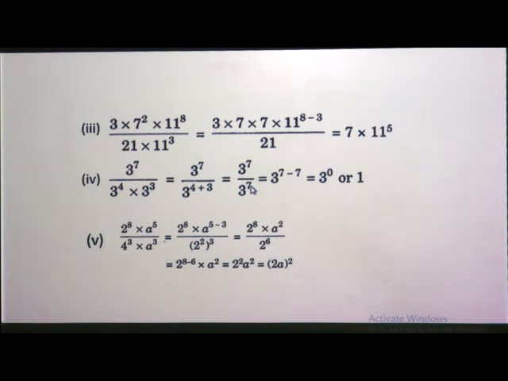Now, you know that when it is in the denominator, it is in the form of a division. So, here the bases are the same, that is 3, we will write 7 minus 7, that will be 3 raised to 7 minus 7, which is 0. So, 3 raised to 0 is written as 1. So, you can write 3 raised to 0 or you can write it as 1.